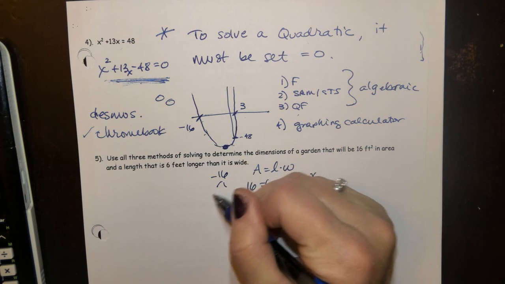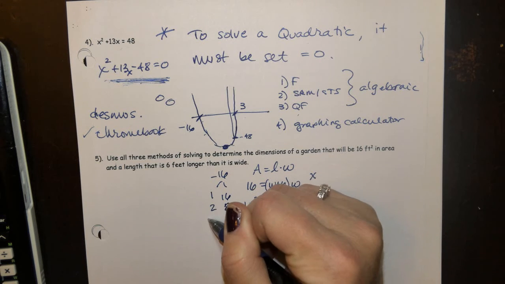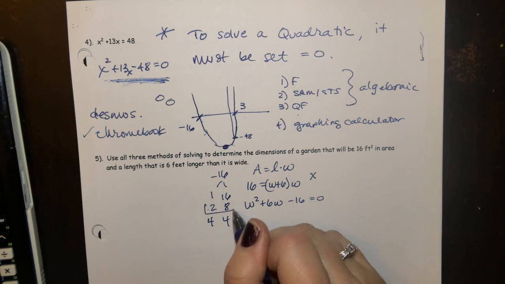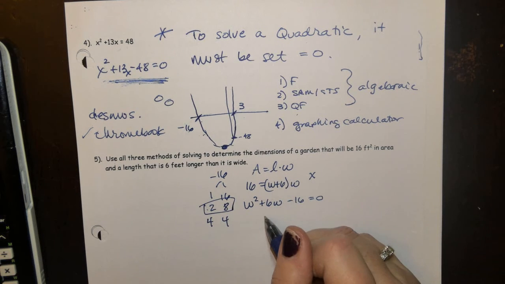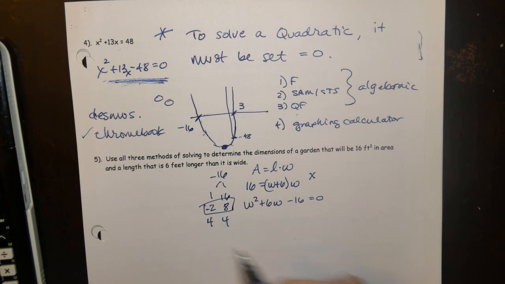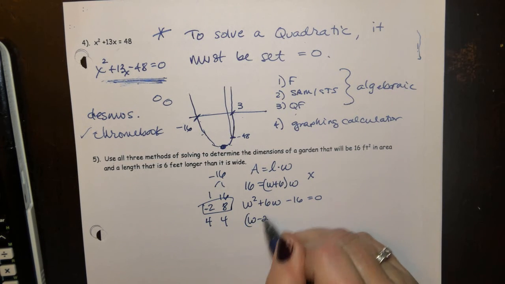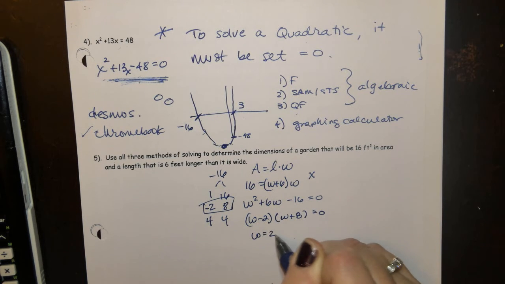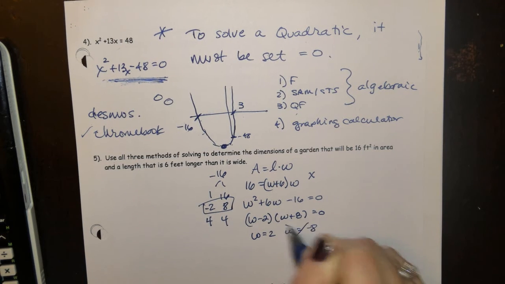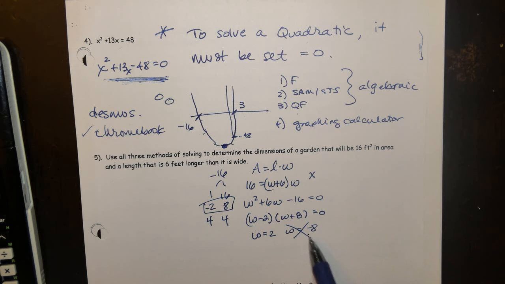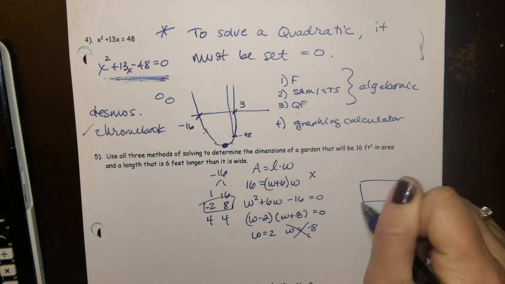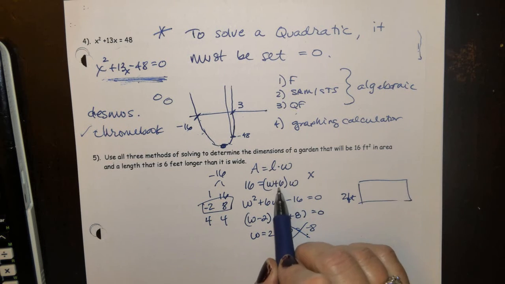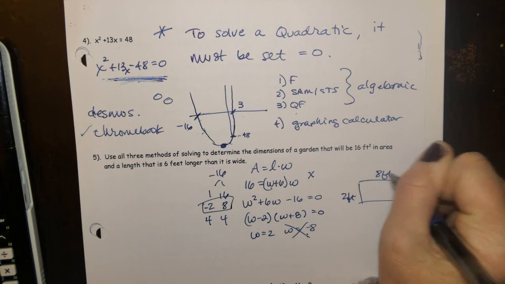Factors of negative 16: you've got 1 and 16, 2 and 8, 4 and 4. Obviously 2 and 8 are winners if you're factoring. The 2 will be negative. (w minus 2)(w plus 8) equals 0. w is 2, w is negative 8. That one gets the boot, because in real life you can't have a negative dimension. So this garden is 2 feet by 2 plus 6, 8 feet.